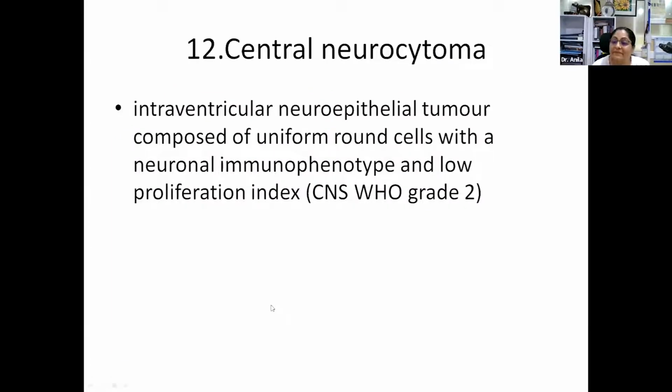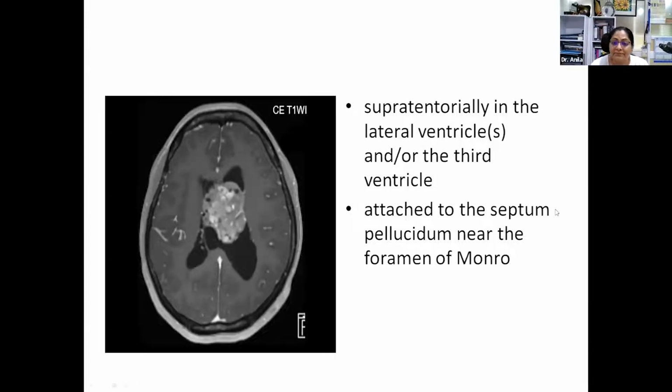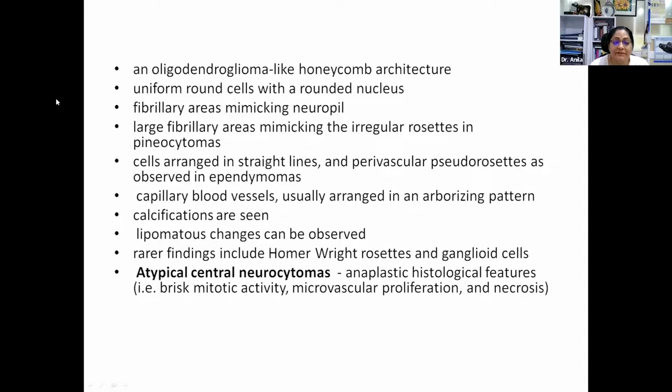Now, one last tumor type is the central neurocytoma. It is an intraventricular neuroepithelial tumor composed of round cells, which look like oligodendrocytes or sometimes like a neuroendocrine tumor. It is a CNS WHO grade 2 tumor. They occur supratentorially in the lateral ventricles and or third ventricle and are attached to the septum pellucidum near the foramen of Monro. The tumor has an oligodendroglioma-like honeycomb architecture, uniform round cells with a rounded, vesicular nucleus without a prominent nucleolus.